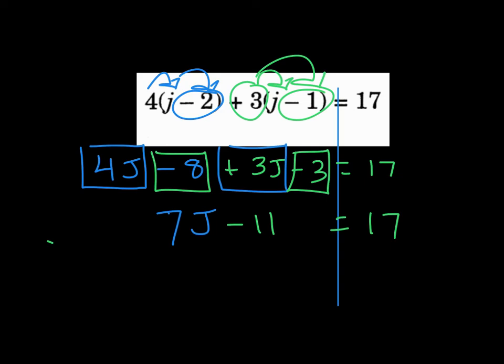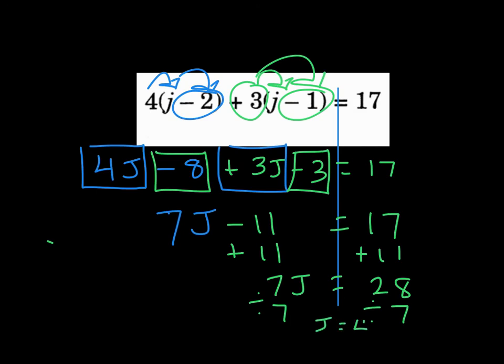All right, now I'm going to solve the two-step equation. So I'm going to add 11 to both sides. And 17 plus 11 is going to give me 28 equals 7j. So 7 times some number equals 28. To figure out that number, we're going to divide by 7. And 28 divided by 7 is going to give me 4. So j equals 4.